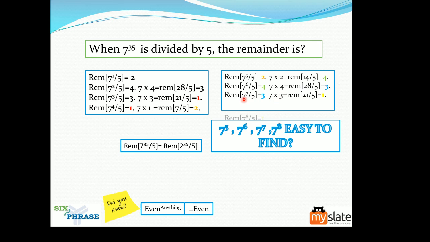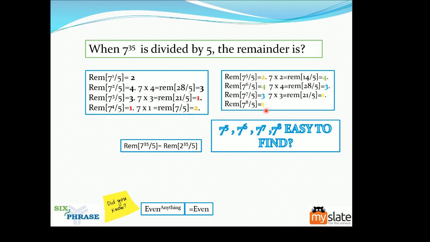Now 7 power 8, how do you find the remainder of 7 power 8 divided by 5? Take this 7, multiply it by 3, you will get 21. Okay, the remainder of 21 by 5 is 1. Put that 1 here. Okay, guys, can you see this pattern? 2, 4, 3, 1. Again 2, 4, 3, 1.